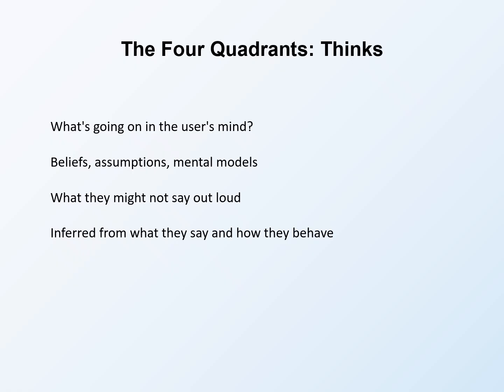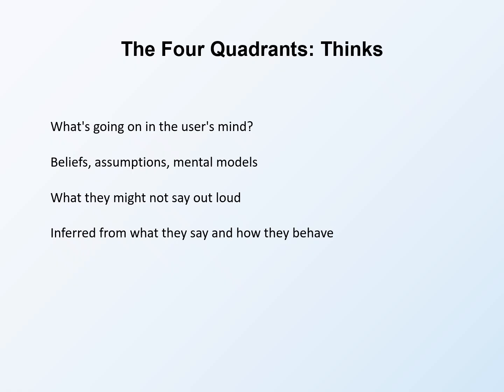The thinks quadrant captures what's going on in the user's mind. This includes beliefs and assumptions. "They probably won't have what I need." "This won't work for someone like me." It includes mental models, how they understand how things work. "Insurance is confusing on purpose to keep people from using it." And it includes things they might not say out loud. Private thoughts you infer from context.